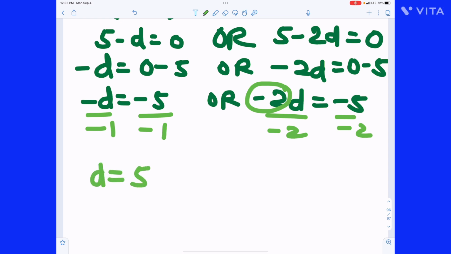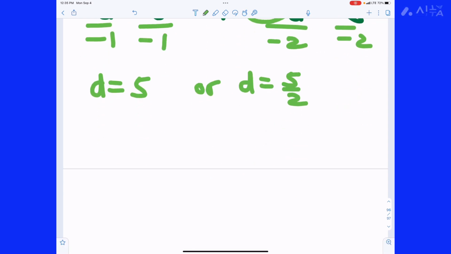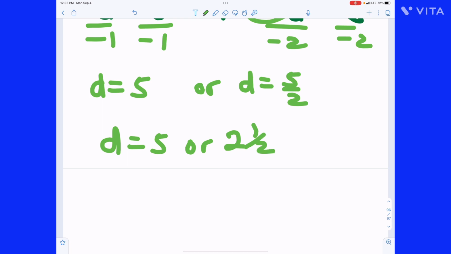That will give you d is 5, or what? d is 5 over 2. You know? Minus 5 over minus 1 is what? Plus 5. You remember, minus over minus is plus. This gives you what? d is equal to 5, or 5 over 2.